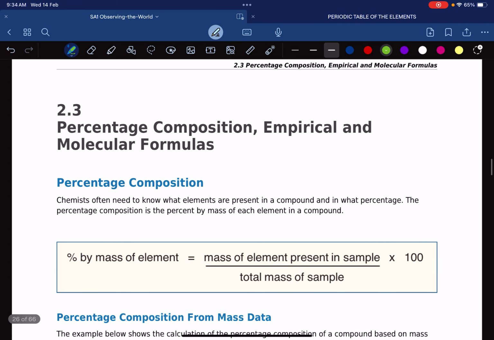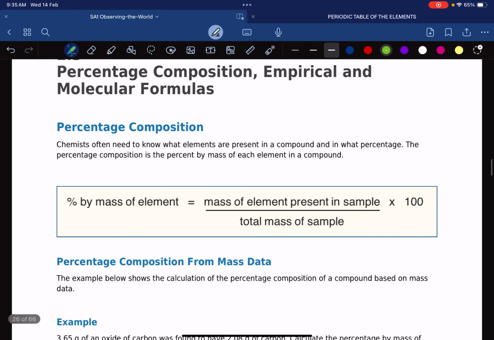Okay, folks, so we're going to talk about percentage composition, empirical formula and molecular formula. This is very, very easy. Now, it says percentage by mass of element, right? It's the mass of element present in a sample divided by the total mass, times 100%.